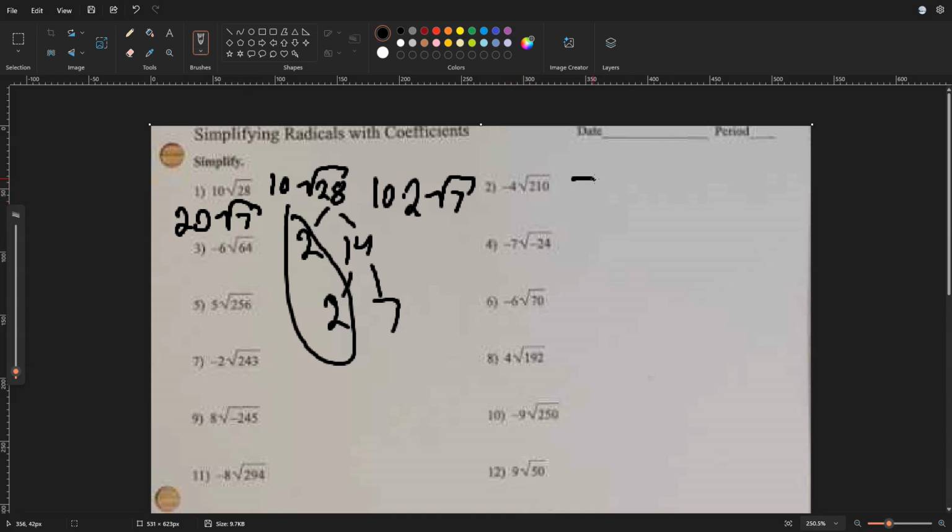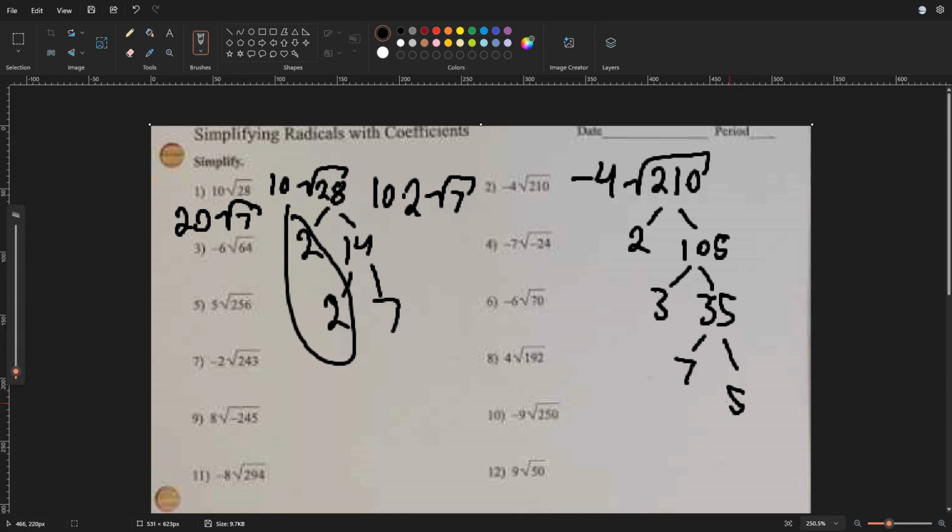Now let's look at number 2. Number 2 is negative 4 times the square root of 210. Now this one's a little tricky, and I'll explain why. So we're going to try breaking it down. We see 2 times 105. And 105, we're going to divide that by 3. And 105 divided by 3 is 35. Break down this 35 into 7 and 5. And we've broken it down into its most basic roots.